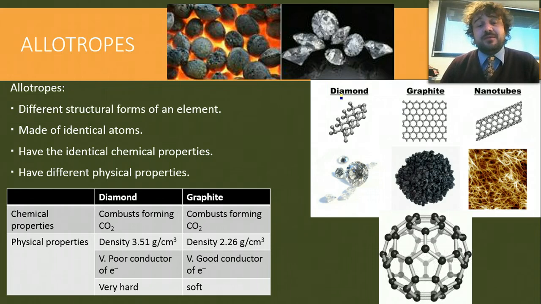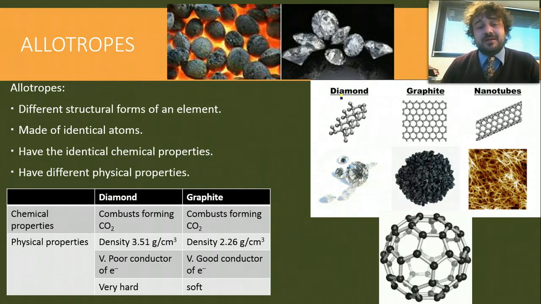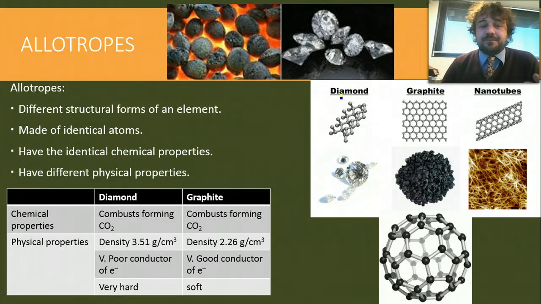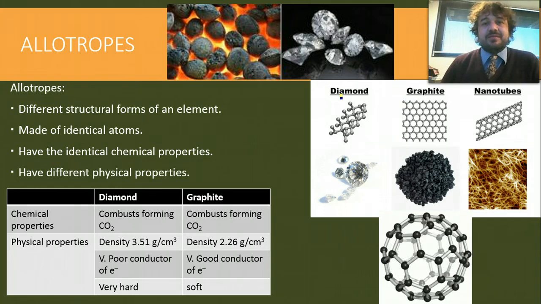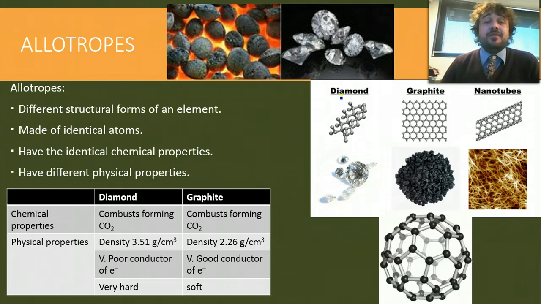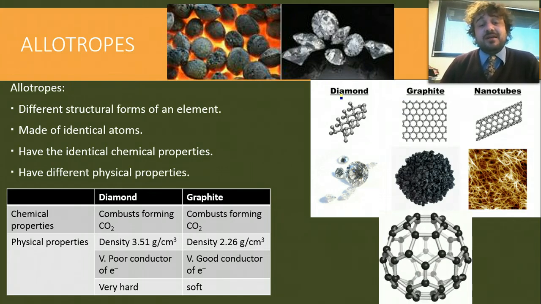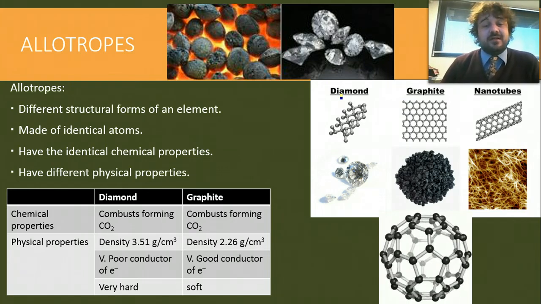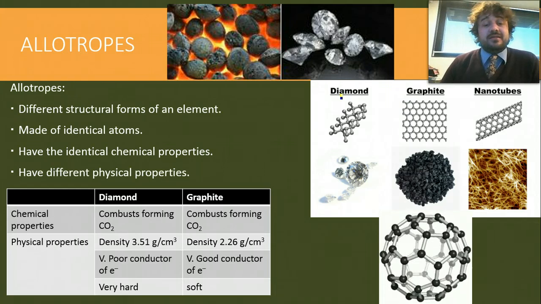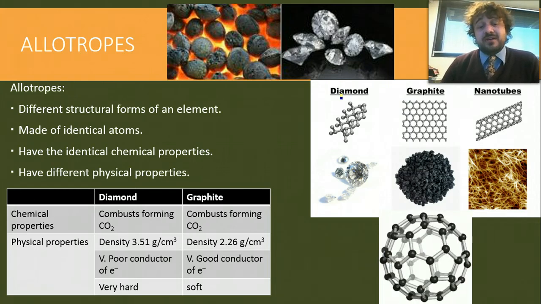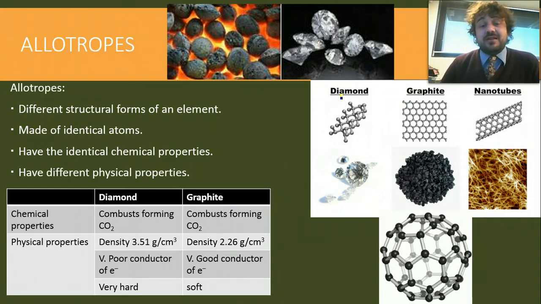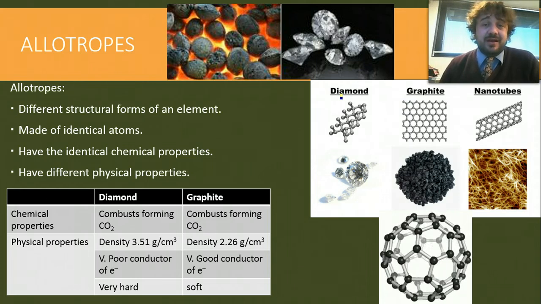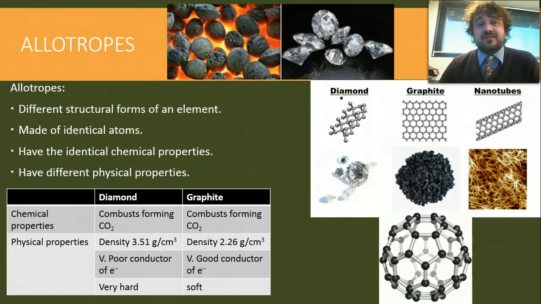For example, if we just quickly compare diamond and graphite, they both combust, forming carbon dioxide. It's the same chemical reaction. However, their physical properties are hugely different. Diamond is much, much more dense than graphite. Diamond is an extremely poor conductor of electricity, which we'll see why in a second, whereas graphite is a very good conductor of electricity. Diamond is extremely hard. We say it's the hardest natural substance on Earth.